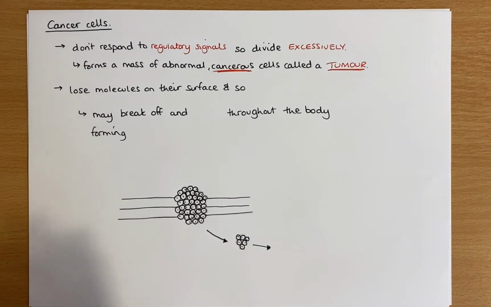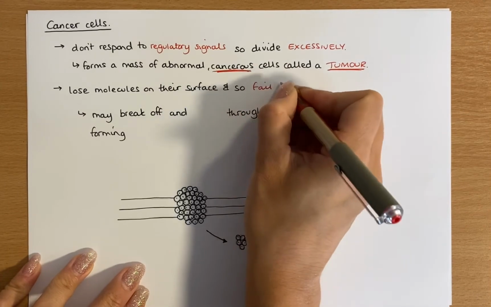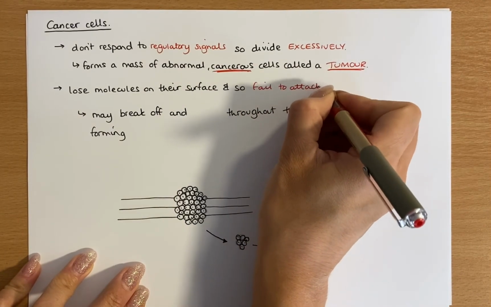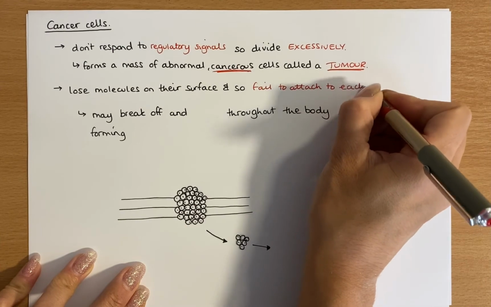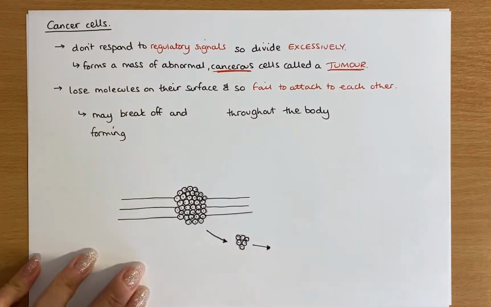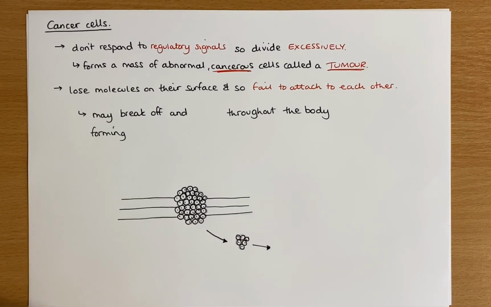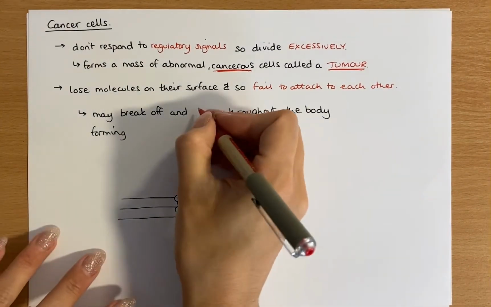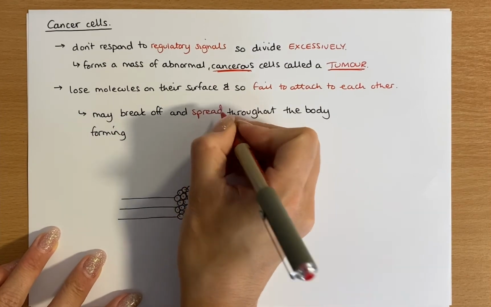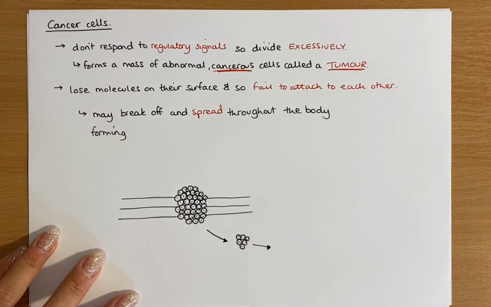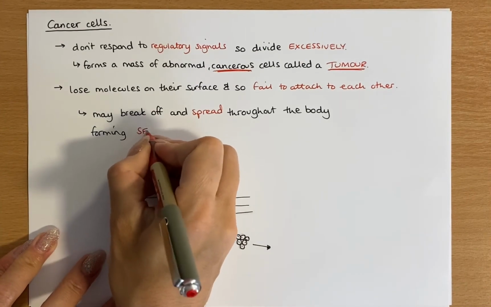Now, the cells within that tumour tend to lose the molecules on the surface of their cells that allow them to attach to the cells next to them and hold on. If they lose those molecules, they fail to attach to the cells around them. And when they fail to attach, they might break off, and then spread throughout the body. If cancerous cells from that tumour spread throughout the body, they form secondary tumours elsewhere.